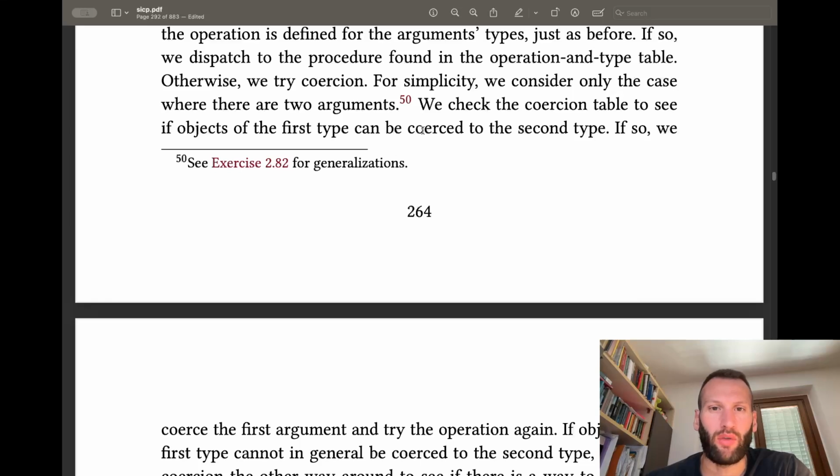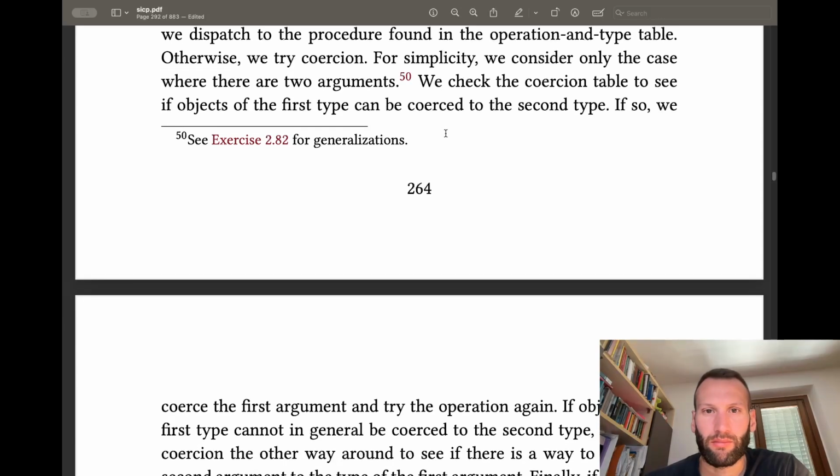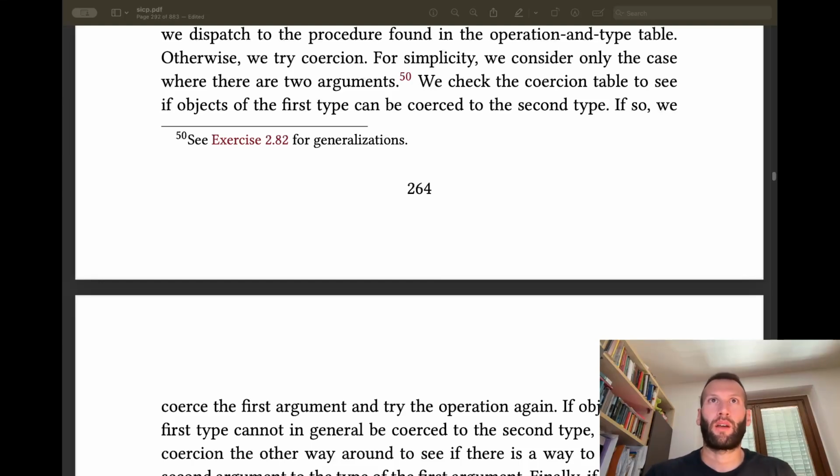I don't know how to pronounce this coerce word, but you can read it. So, well, let's do things in the right way. Let me search for this word, coerce. Coerce, coerced. Okay.